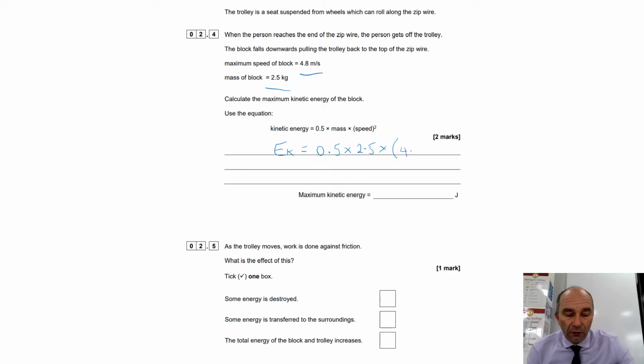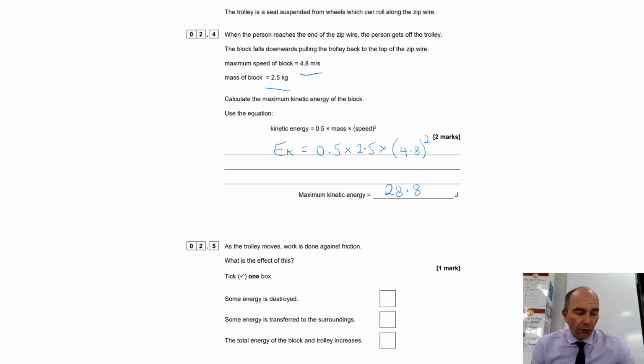Now, if you're going to go wrong anywhere, it's normally because people forget to square the speed. So again, put these numbers into your calculator carefully, and if you do that, you should end up with the answer of 28.8 joules. Now it is acceptable if you rounded up your answer to 29 joules, you would still get the credit for it.